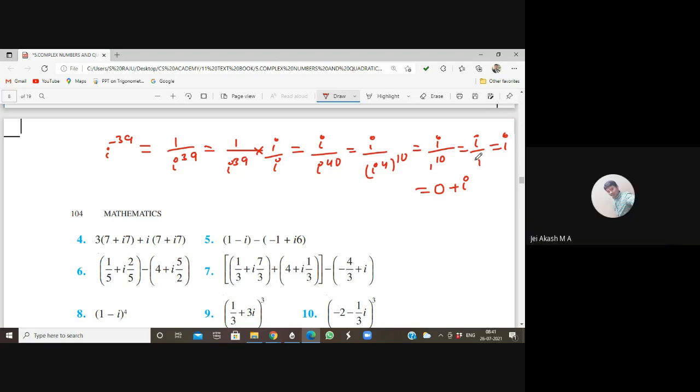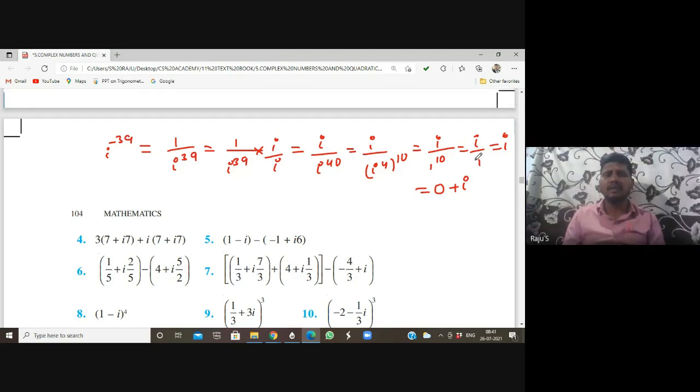Clear? We can write in 2-3 ways. As you said, i power minus 39 can be written as i power minus 40 plus 1 minus 1, i power minus 40 into i. I power minus 40 we can write as i power 4 whole power minus 10. Okay, it's up to you.